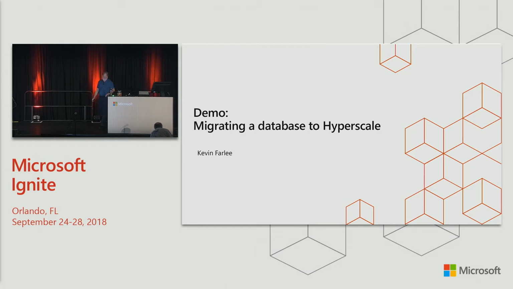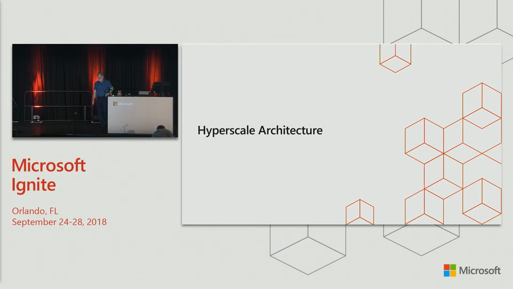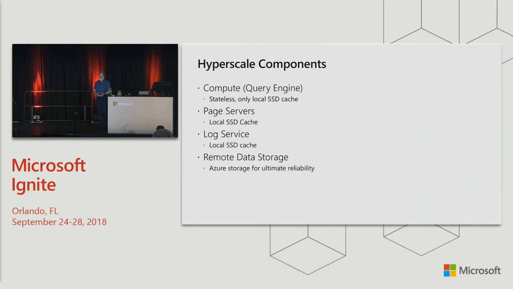So now we get into the architecture. So we have the components. We've got the query engine in the compute nodes. We have page servers with local SSD cache. Each page server manages about 1 terabyte's worth of pages. We have a log service that has its own local cache, and remote data storage in Azure Blob for ultimate reliability.